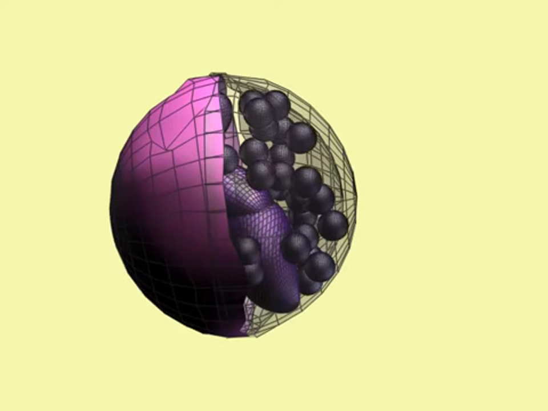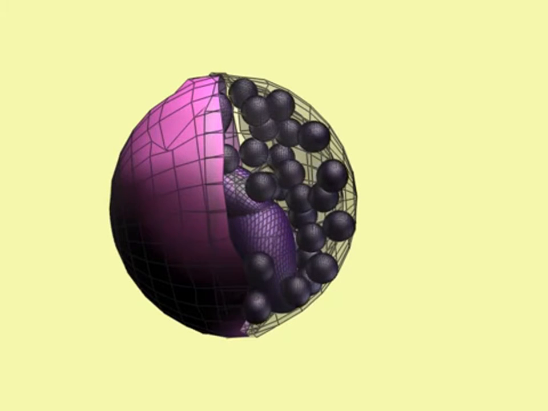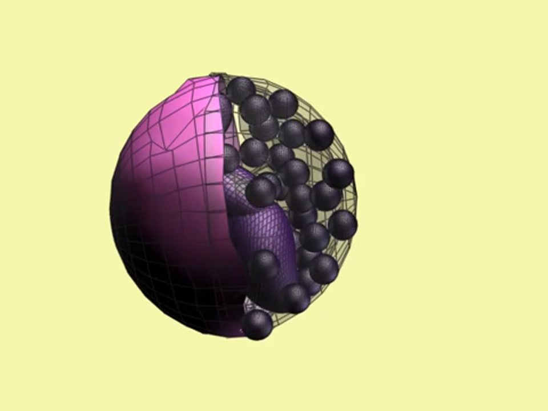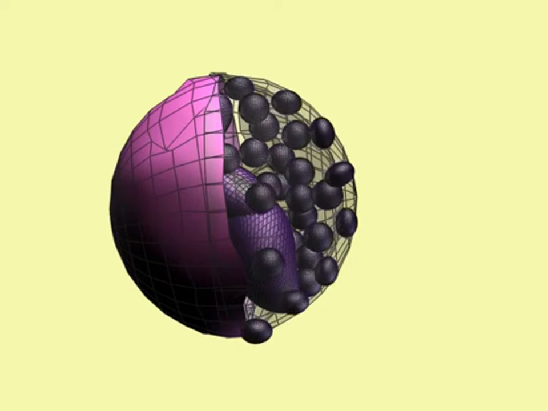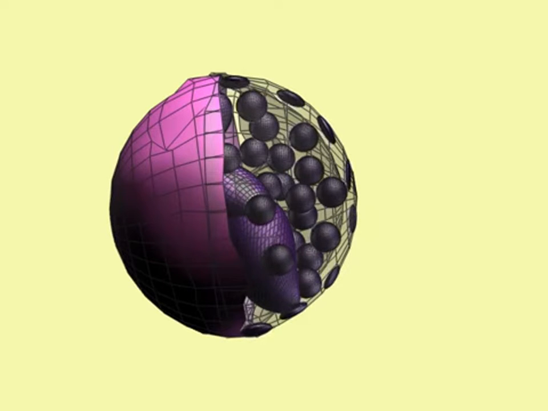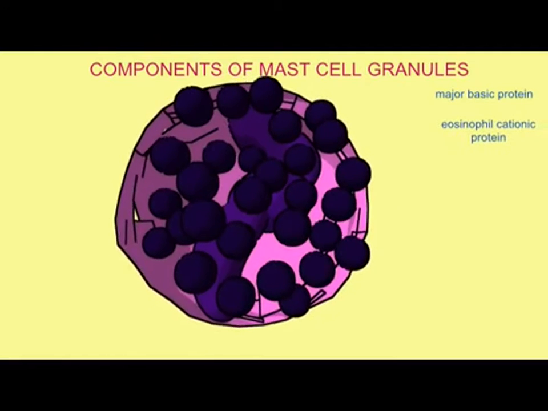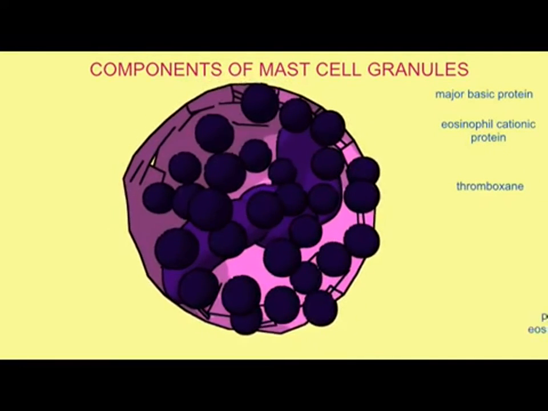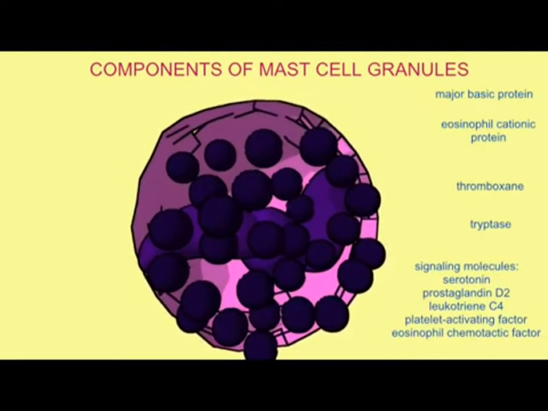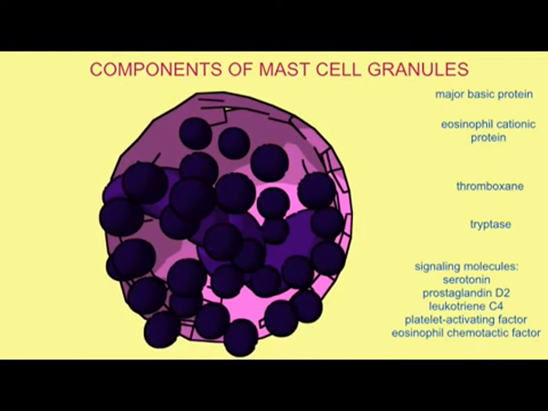Like basophils, the granules of mast cells possess histamine, which will attract more immune cells to an injured area and increase the permeability of capillaries. They also contain heparin, which limits clotting immediately around an inflamed area, and a number of signaling molecules, which can attract additional immune cells to an injured area.